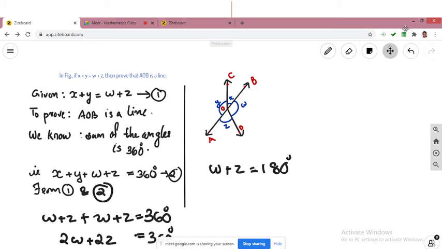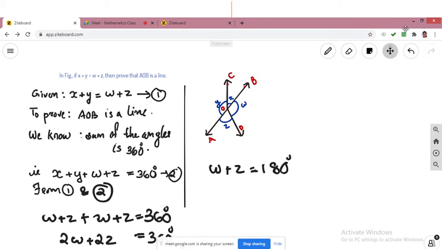So we need to prove that AB is a straight line, right? So still now we don't know if it is a straight line. Yes, ma'am. Actually, we know that if the sum of two adjacent angles is 180 degrees, then that is a straight line. Okay, so you arrived at the conclusion first.